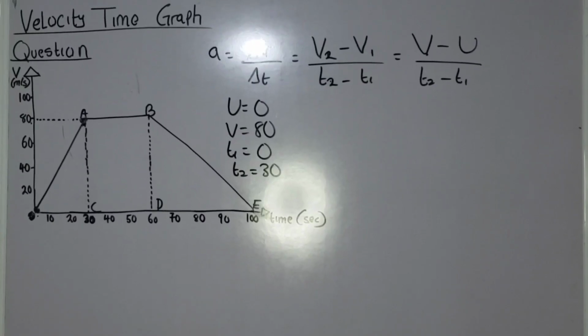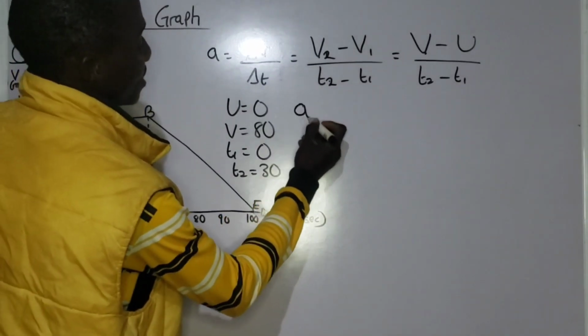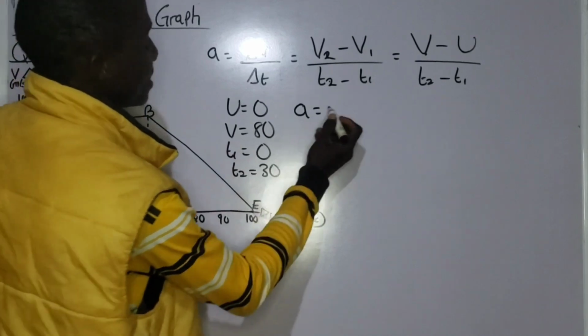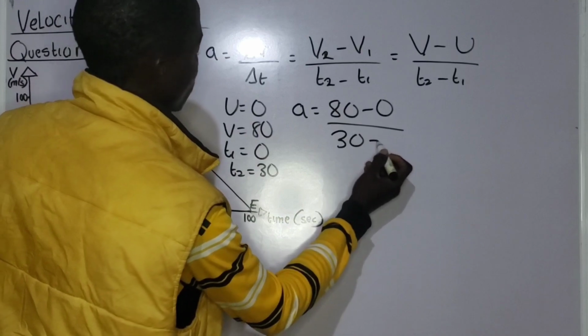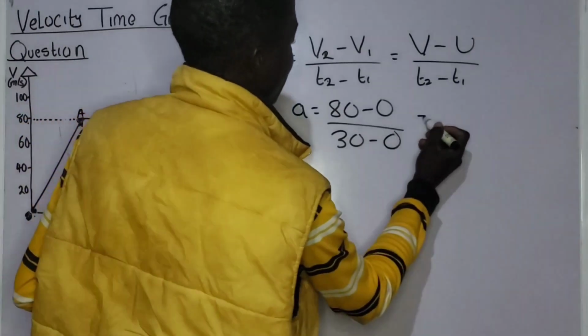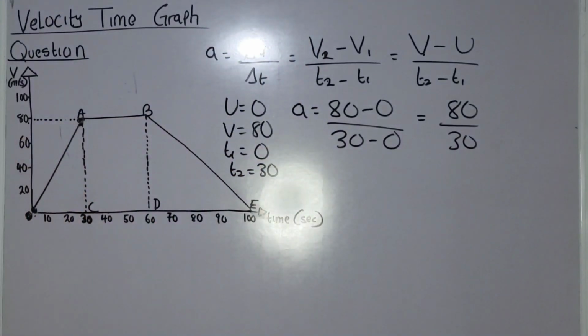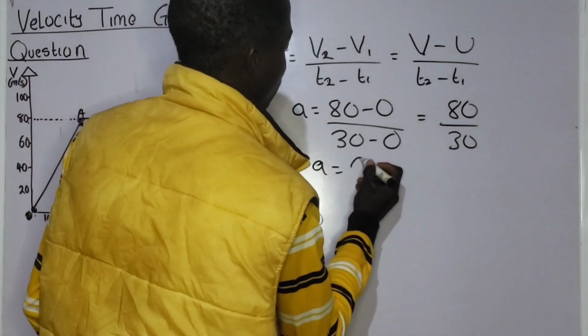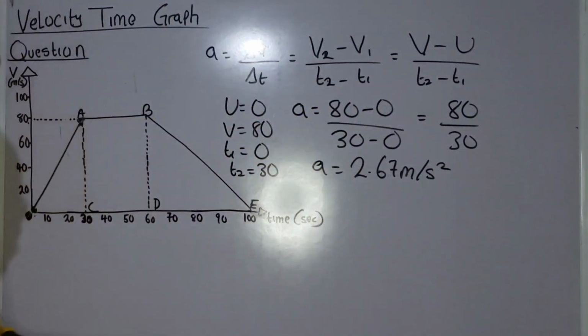Now, having gotten all the parameters that we need in this formula, we can proceed to determine the acceleration. Hence, the acceleration is equal to v minus u. v is 80. So I'm going to have 80 minus 0 all over t2, which is 30, minus 0. 80 minus 0 is 80. 80 divided by 30 will give us 2.67 meters per second squared. Acceleration equals 2.67 meters per second squared. Having determined the acceleration, let us proceed to the second question.